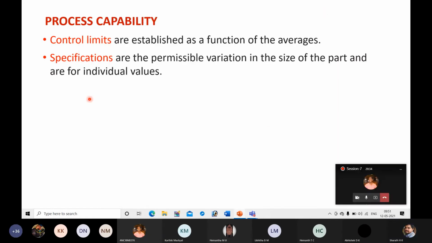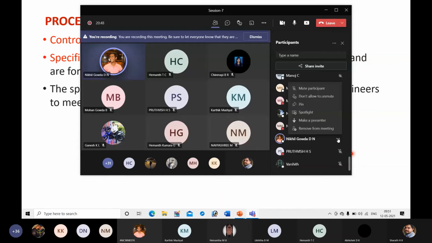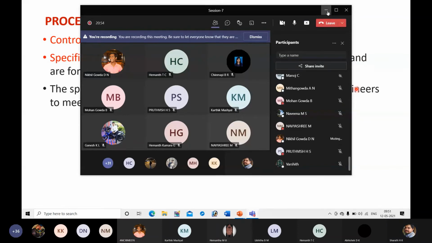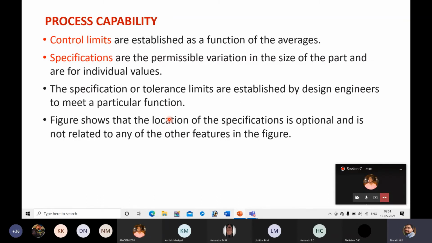Next, the specification or tolerance limits are established by design engineers to meet a particular function. Next, there is a figure that shows that the location of the specifications is optional and is not related to any of the other features in the figure. So that we'll see in the next figure.